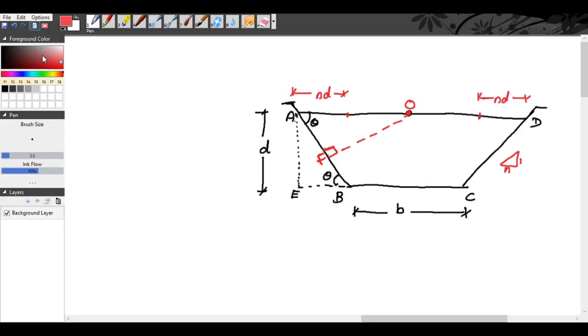Okay. So now we will take the right angled triangle OAF. So taking the triangle OAF, sine theta will be equal to, so we are taking this triangle, right? So sine theta is equal to OF by OA. So from which we get OF is equal to OA sine theta.